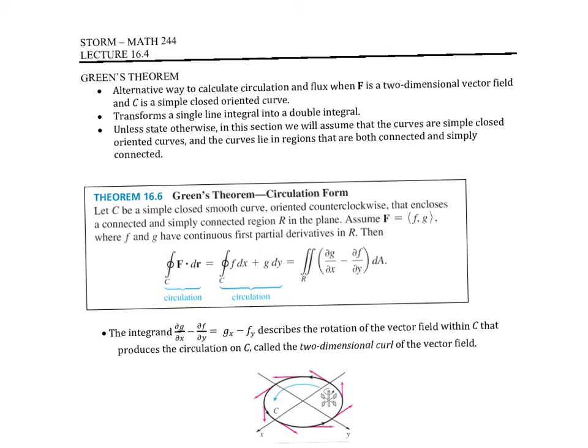Okay, this is a really important section. This is where we get to talk about Green's theorem. And we're going to use Green's theorem later on when we look at three-dimensional space. Right now, we're just working in two-dimensional space. So this is going to be an alternate way to calculate our circulation and our flux.